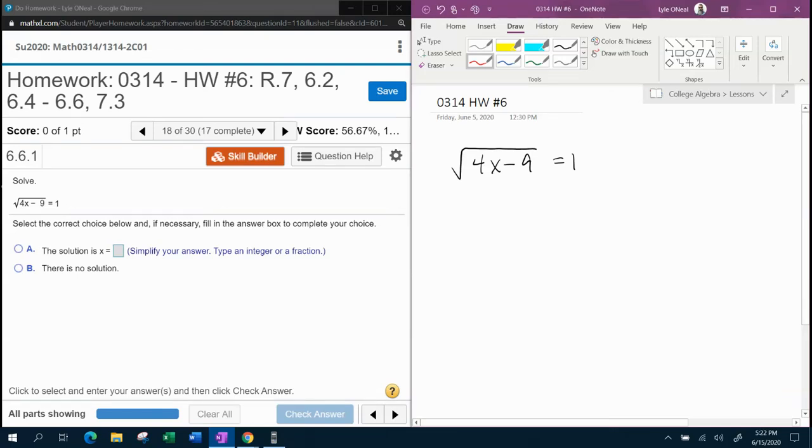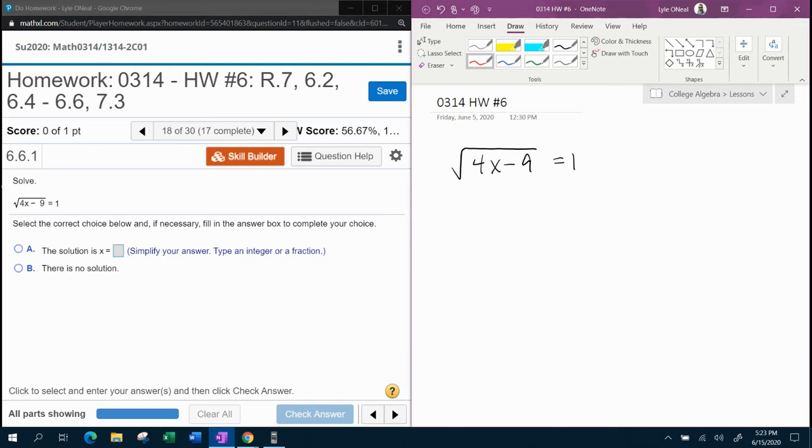All right, here we go. Question number 18 from our 0314, homework number 6 in MyLab Math. And the instructions say solve. So here we have a radical equation, specifically a square root equation.